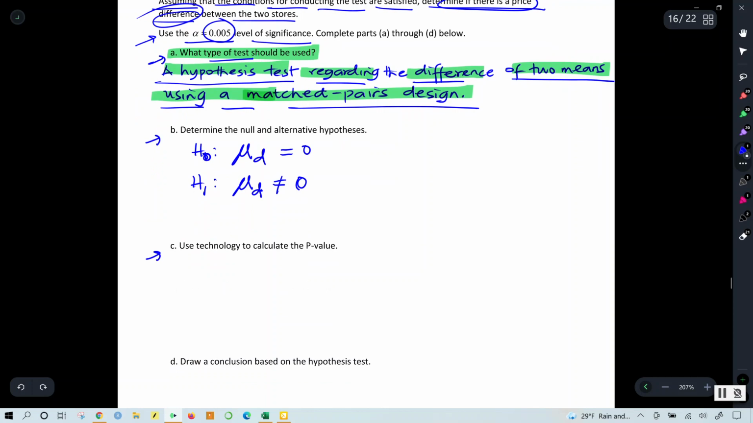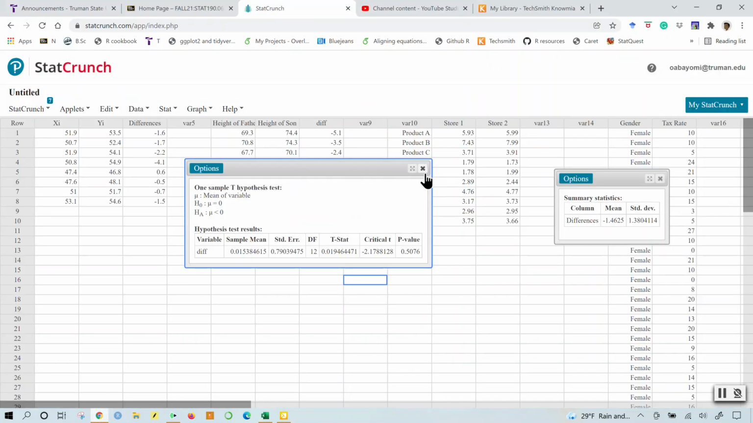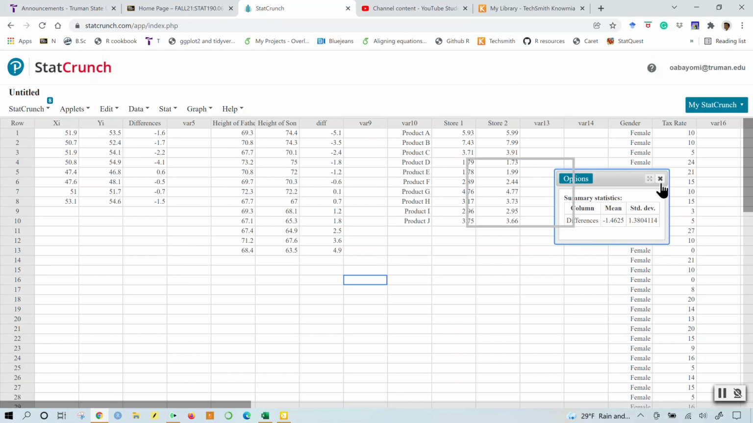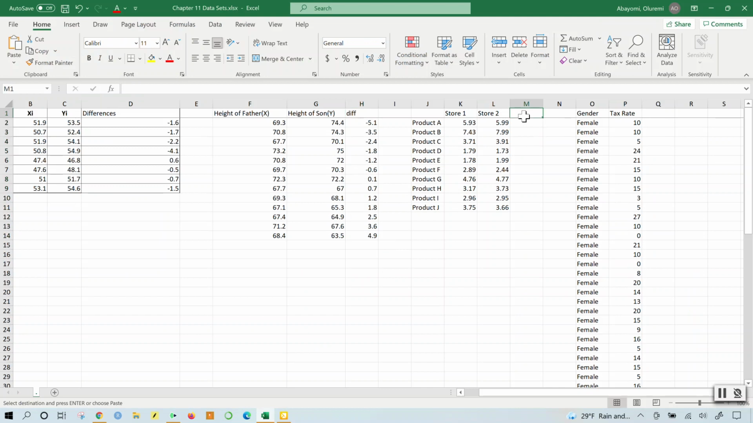Then we go to look at the data set in order to be able to use technology to calculate the p-value here. So here we go. This is the data set. I already have it inside StatCrunch for convenience. So I have store 1, store 2, the different products. For product 1, we have the price in store 1 and store 2. Product B, do the same all the way to product J. Then, in order to do this, we need to compute the differences here. So I can go back here and compute my difference.